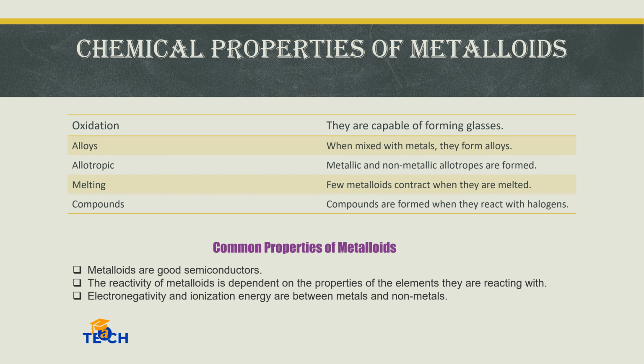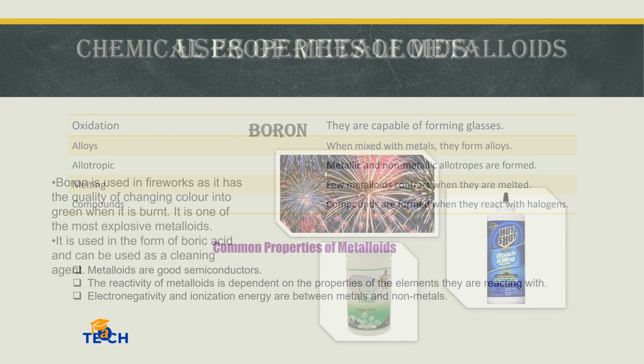Common properties of metalloids. Metalloids are good semiconductors. The reactivity of metalloids is dependent on the properties of the elements they are reacting with. Electronegativity and ionization energy are between metals and nonmetals.